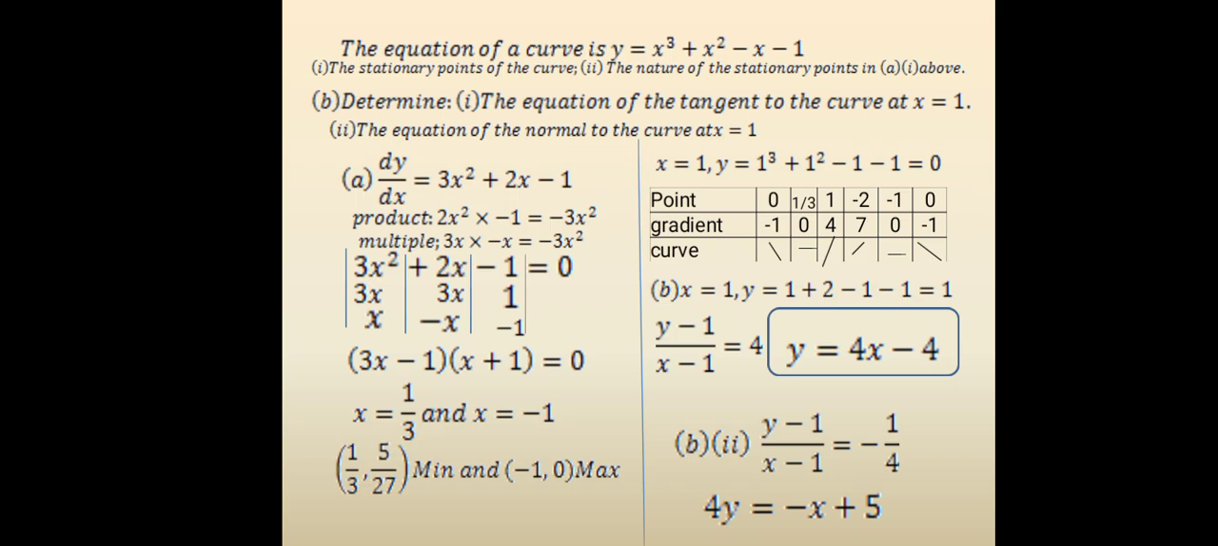The equation of a curve is y equals x cubed plus x squared minus x minus 1. A1. Find the stationary points of the curve. A2. The nature of the stationary points in A1 above. B1. Determine the equation of the tangent to the curve at x equals 1. B2. The equation of the normal to the curve at x equals 1.